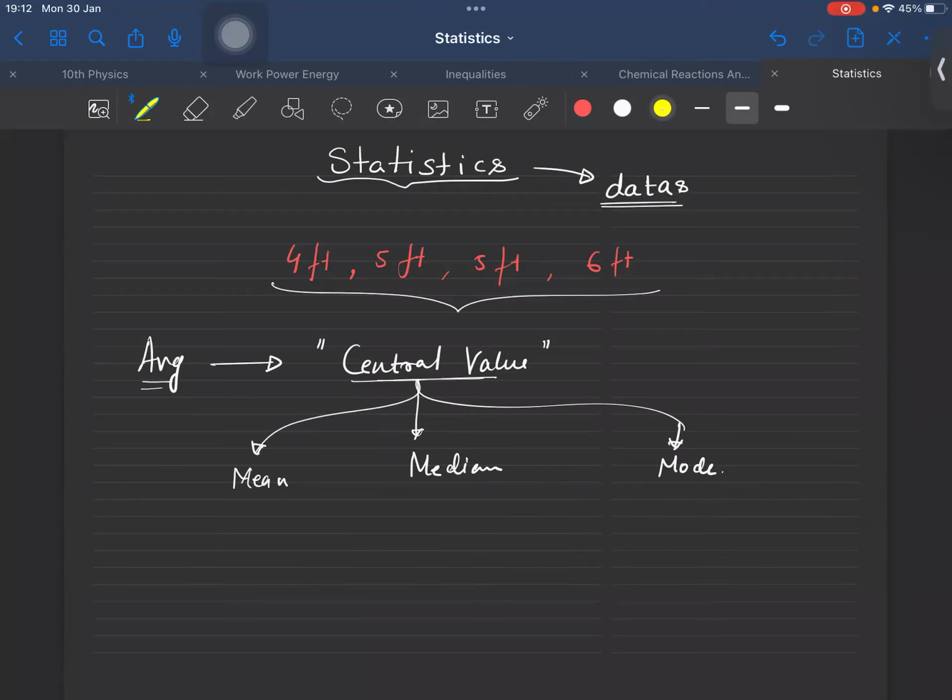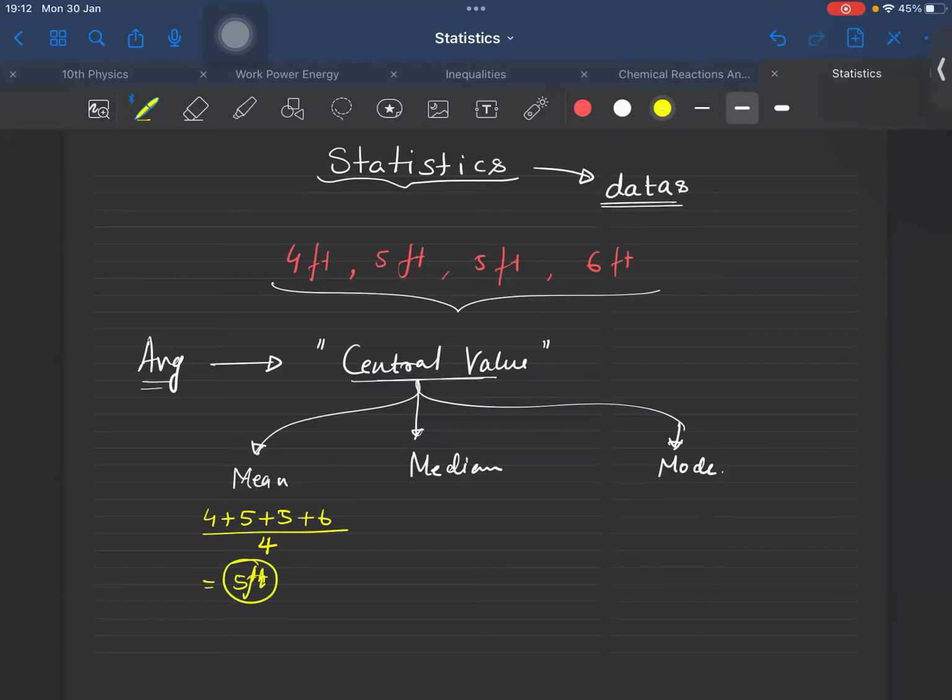Mean, as of now, is simply the average height of all four people. So we add 4 plus 5 plus 5 plus 6 upon 4, because there are four people. How much are we getting? 5 plus 5 is 10, and 10 plus 10 is 20, upon 4. So 5 feet is the average height of your cousin.